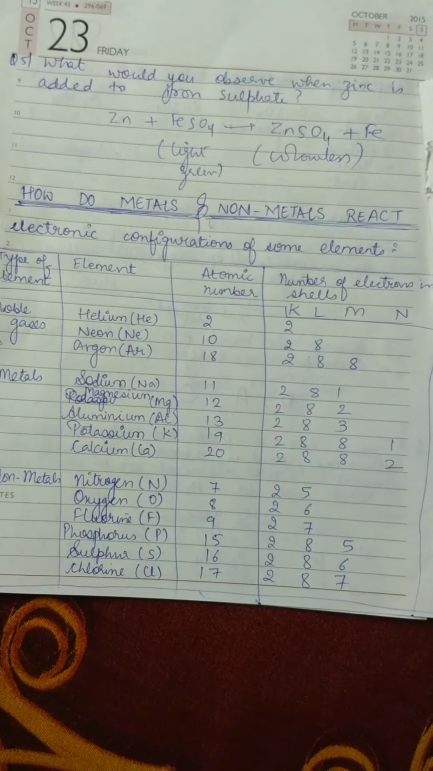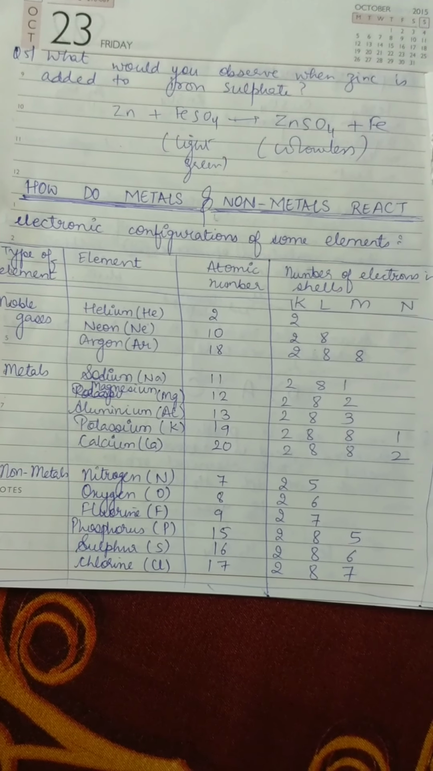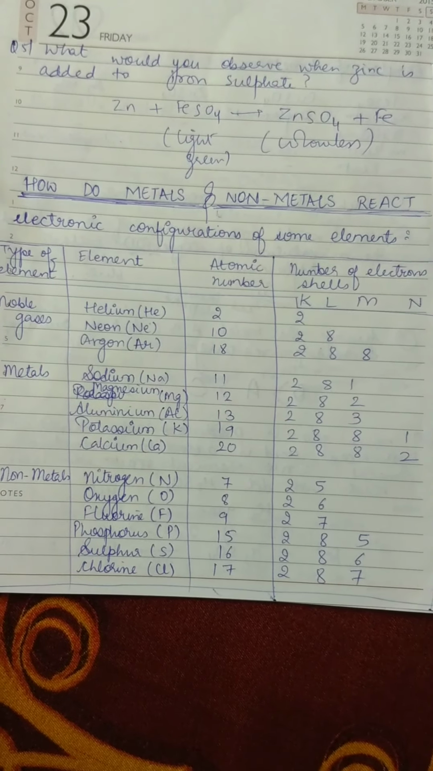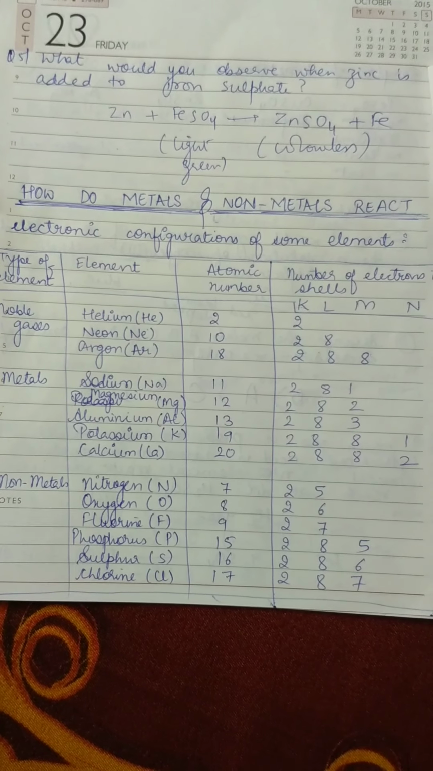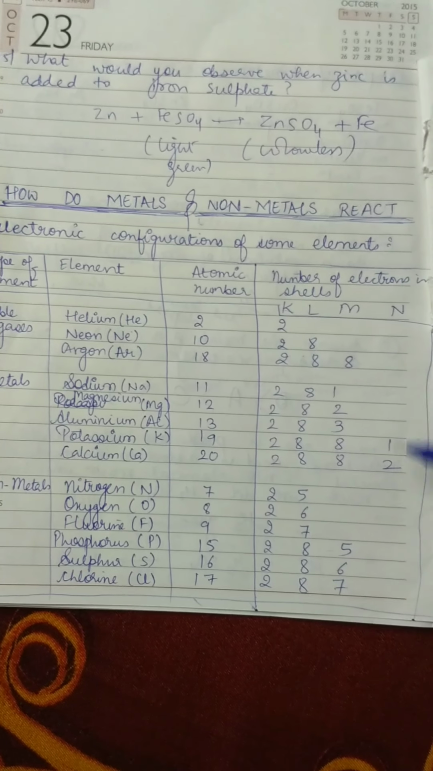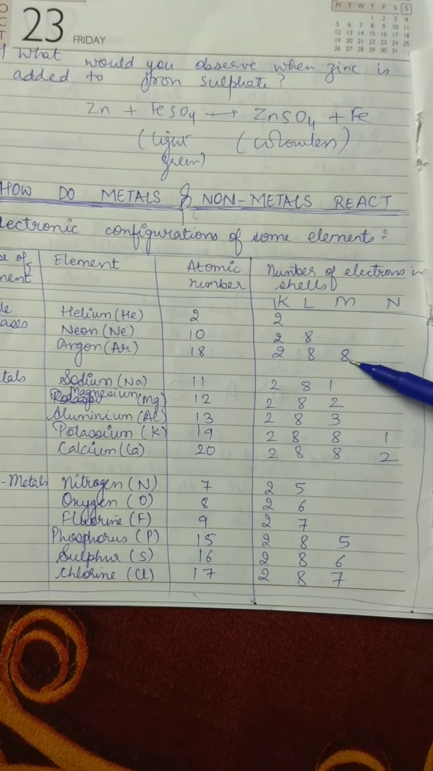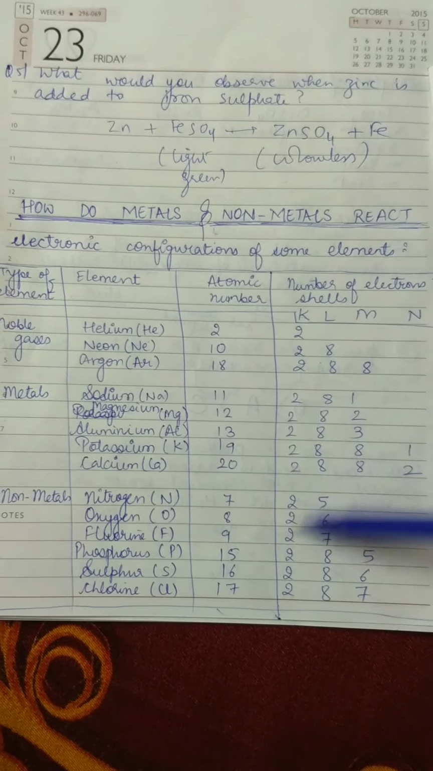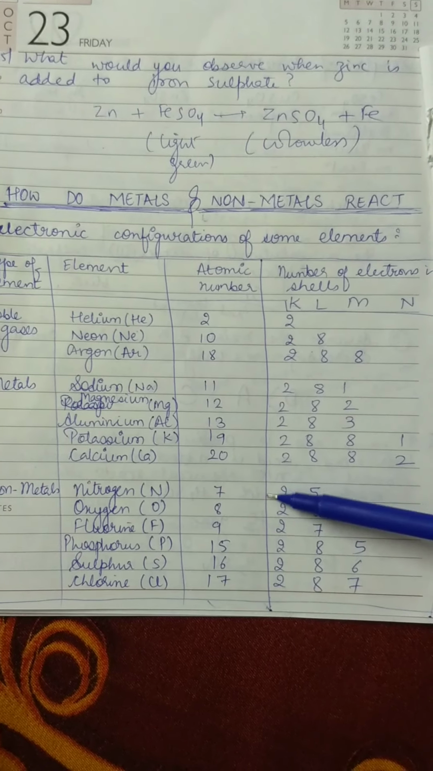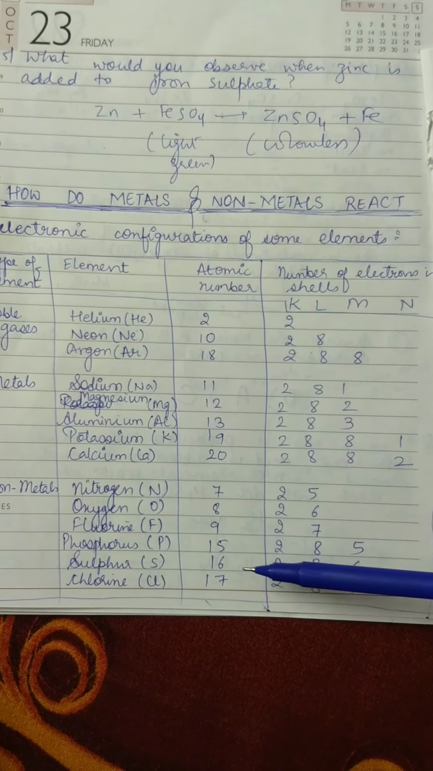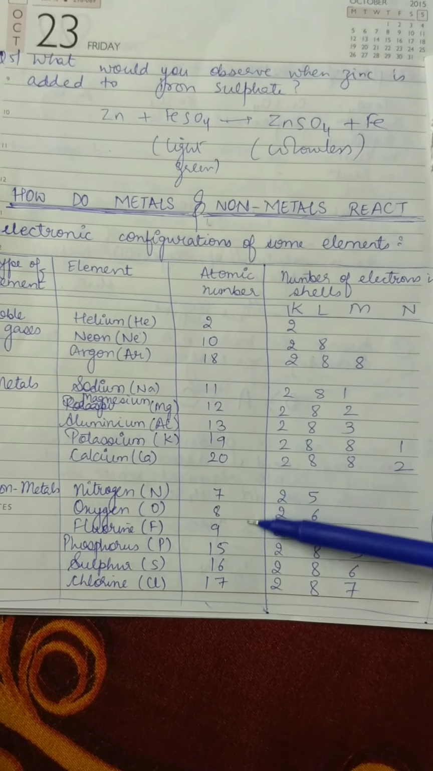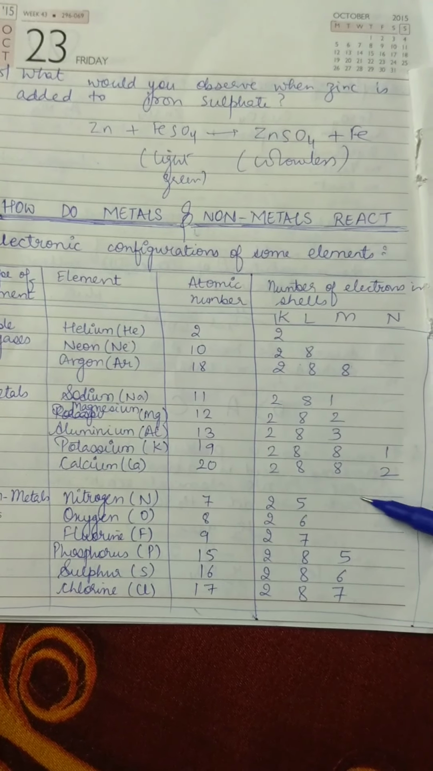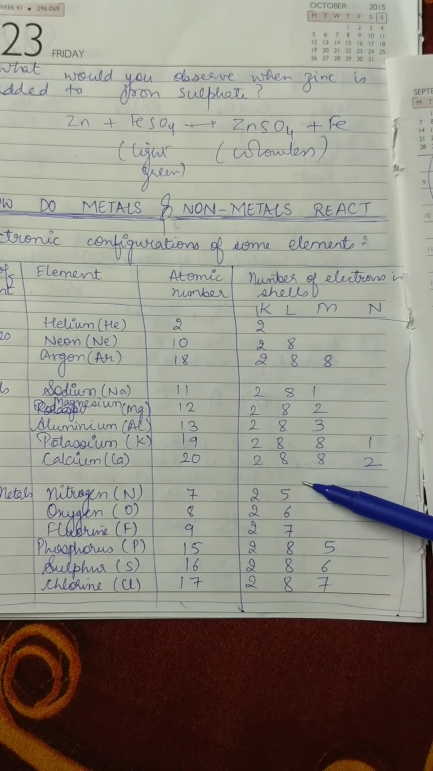Now argon is 18, that is 2, 8, 8. Metals such as sodium, potassium, aluminium, magnesium, calcium have outermost electrons 1, 1, 3, 2, 2. They are not stable. Similarly, non-metals: nitrogen, oxygen, fluorine, phosphorus, sulfur, chlorine. The atomic numbers are 7, 8, 9, and the number of electrons in their outer shells are 5, 6, 7.